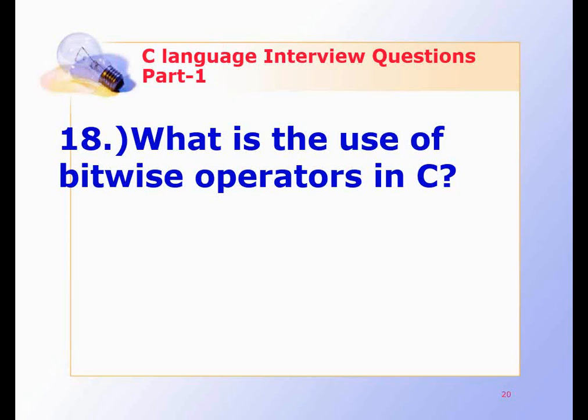There are three types of bitwise operators: bitwise AND, bitwise OR, and bitwise exclusive OR. Bitwise AND operator: the output of bitwise AND is 1 if both the corresponding bits of the operands are 1. If either bit is 0 or both bits are 0, then the output will be 0. It is a binary operator. It works on two operands.